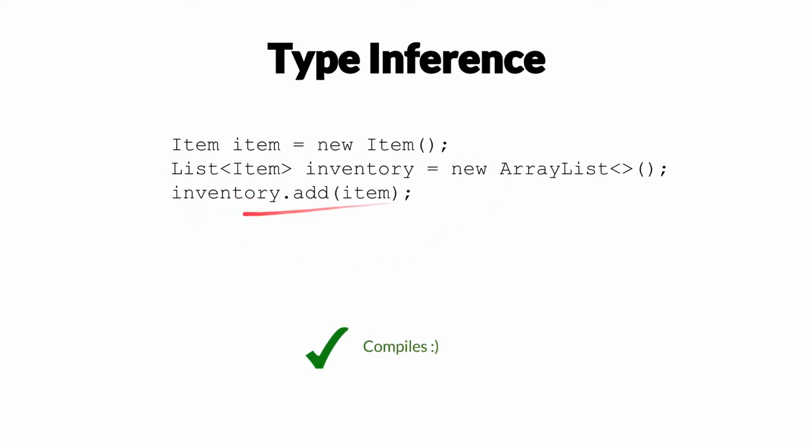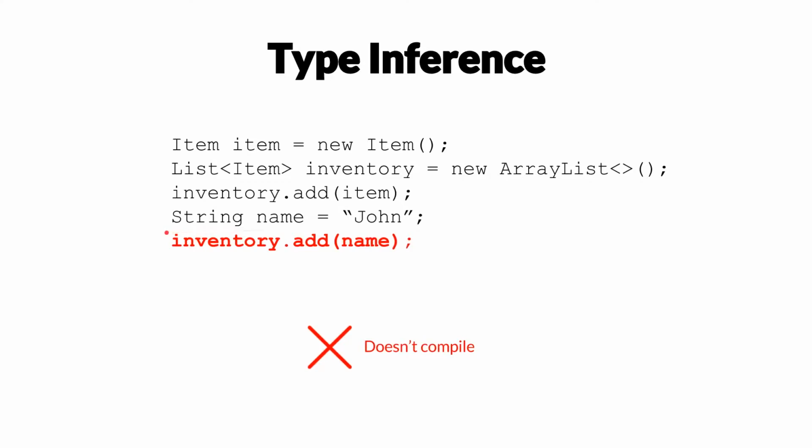Finally, we add an item to the inventory. It's fine because item is of type Item and everything compiles just okay. However, if we were to make a string variable called name, assign the value John to it, and try to add that string to the inventory, it's not going to work. The reason is that we gave this type parameter Item to the List, and the List knows that it should only contain items. So at compile time, when you're trying to add something other than an Item into it, here we're trying to add a String, the compiler is already going to know that this is no good, and it isn't going to compile.